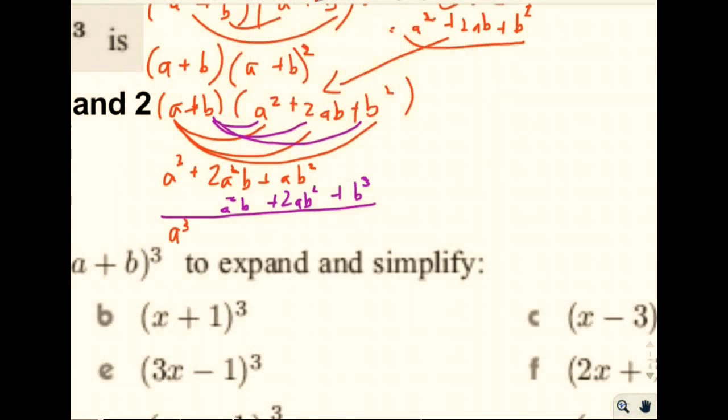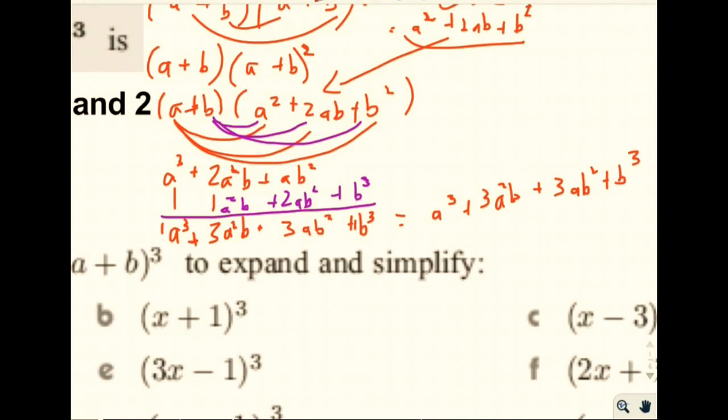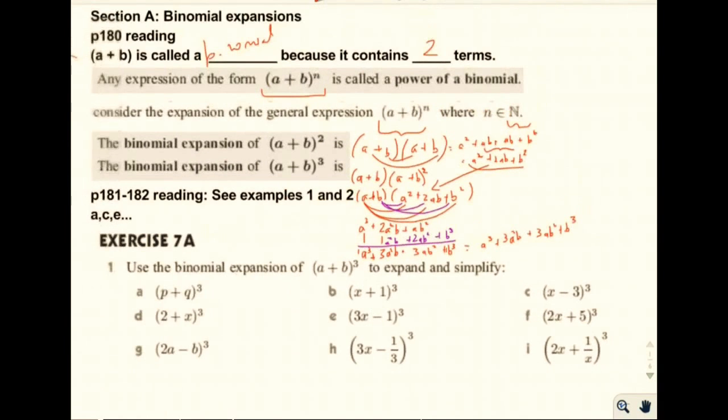So if I add these up, I'll get a cubed. If I add these two up, I'll get 3a squared b. If I add these two up, I'll get 3ab squared. And then I'll get b cubed. And now you'll remember that Pascal's triangle gives us 1, 3, 3, 1. So that's a way to memorize this without too much effort if we use Pascal's triangle. Okay, so a plus b cubed is that.